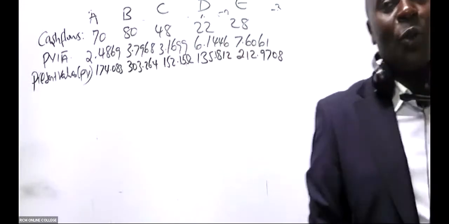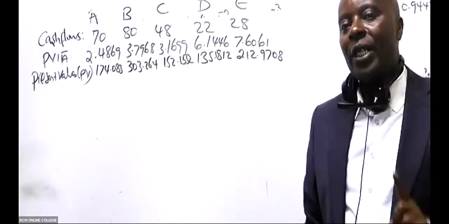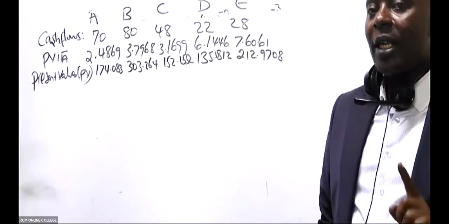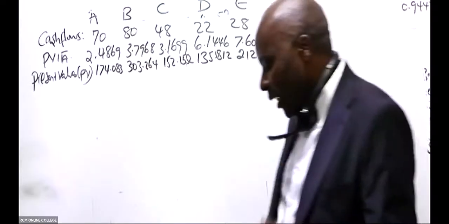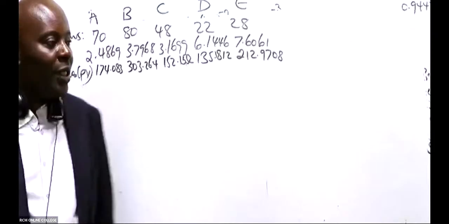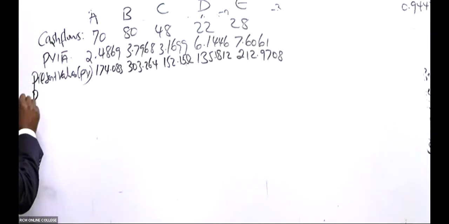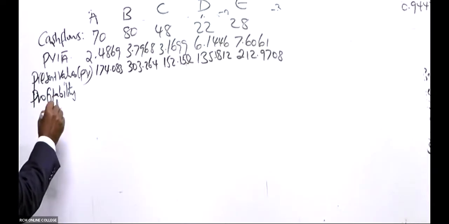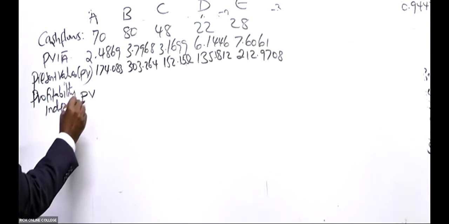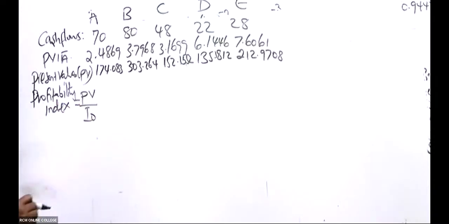And in a one constraint question, we shall always evaluate the viability of projects not using linear programming, but using what we call the profitability index. So once you have gotten this, we shall be able to calculate the profitability index. And how do we get it? We take PV over the initial outlay. You take the present value over the initial outlay.